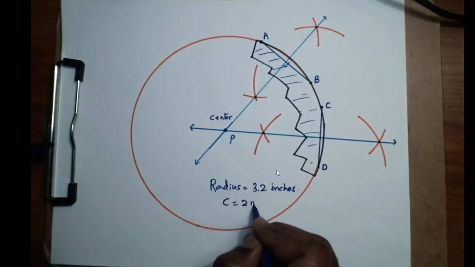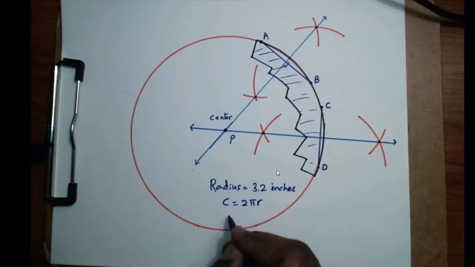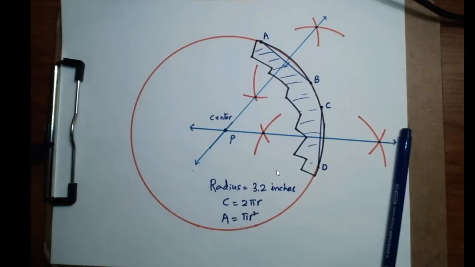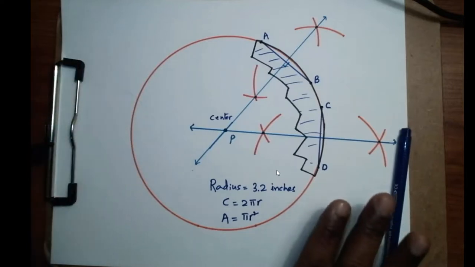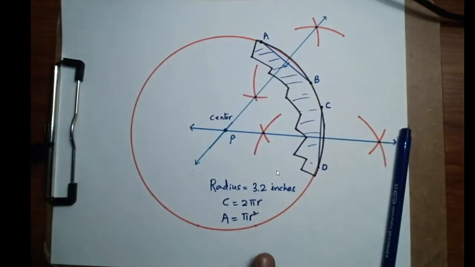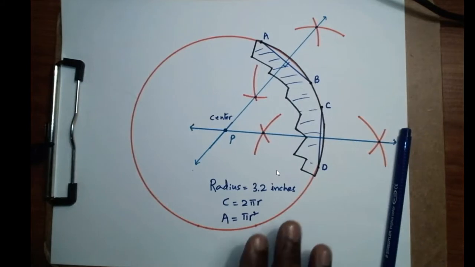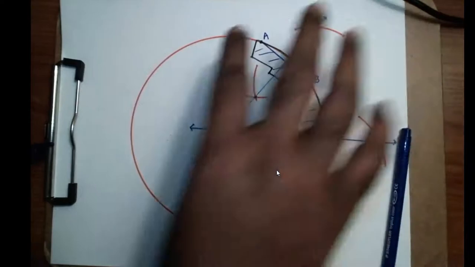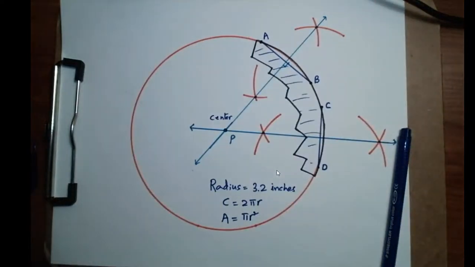C is equal to 2 pi r. Substitute the value of r, that is 3.2, and you'll get the circumference. Or if you want to find the area, the formula is pi r squared. Alright, so this is how you can find the whole circle or the circumference just by using a small part of the circle. Okay, alright, thank you.